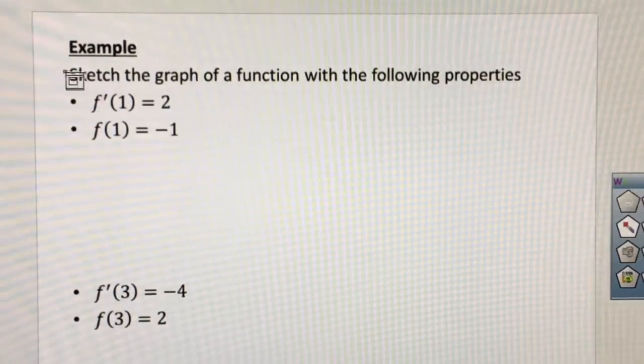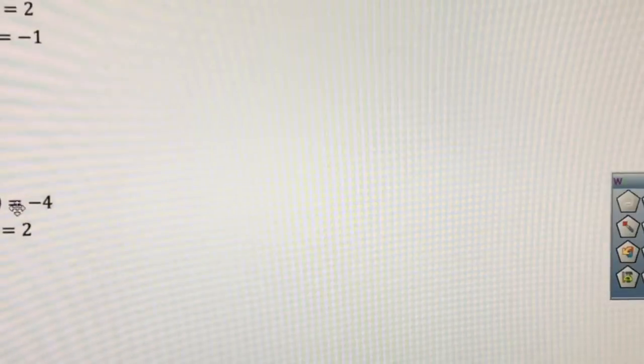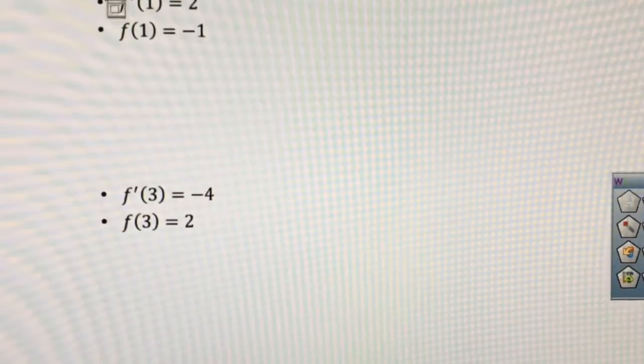Calculus graphing is really hard. Sketch a graph of the function with the following properties. So I'm going to deal with this first one on a separate page.